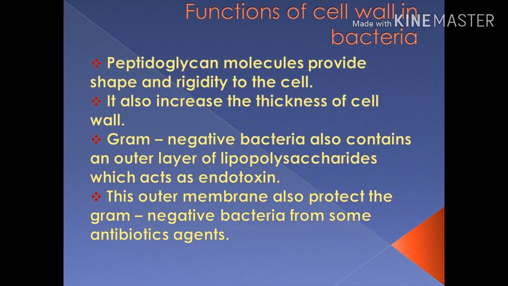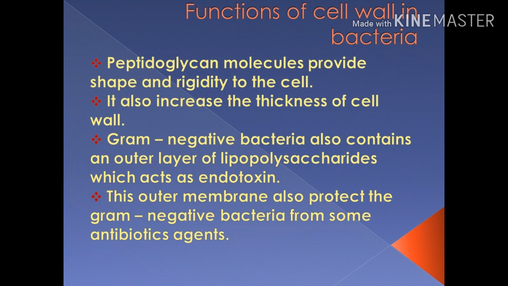The next function is that the outer membrane of the gram-negative bacteria also supports the bacteria and protects the bacteria against some antibiotic drugs, antibiotic agents. So gram-negative bacteria are more disease causing. They are more resistant against antibiotic drugs as compared to the gram-positive, because the gram-positive do not have the outer membrane. Understood? So you should know the main differences between the gram-positive and gram-negative bacterial cell wall.